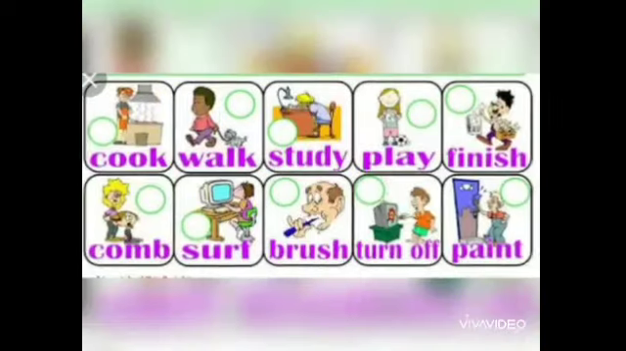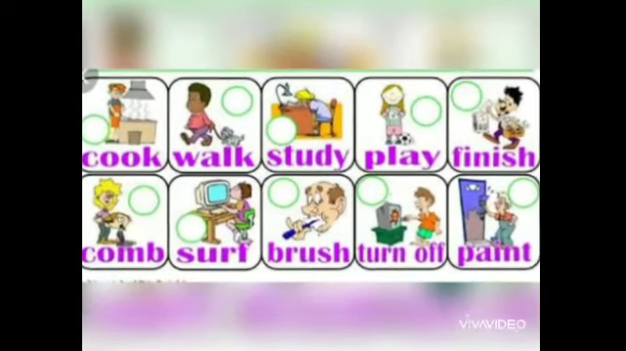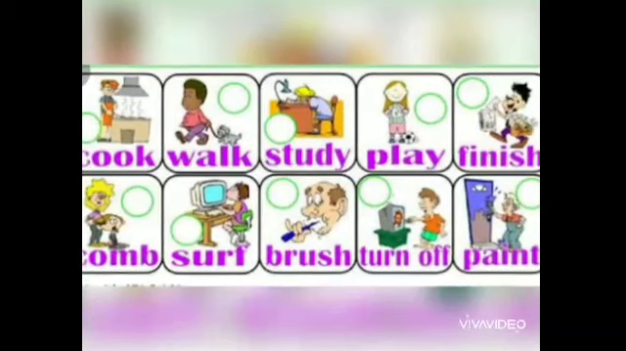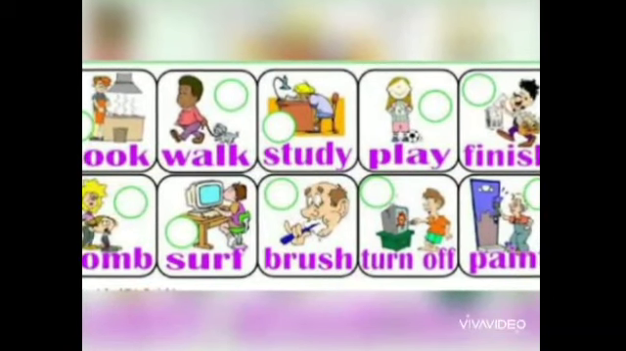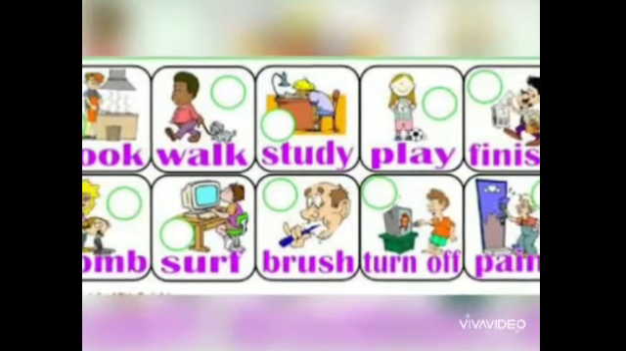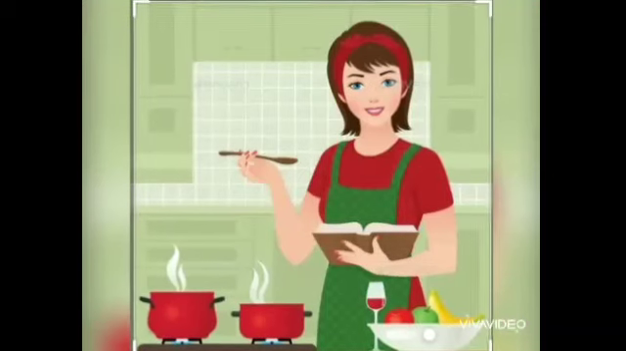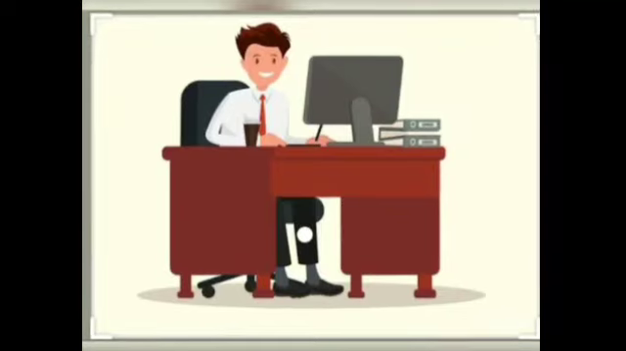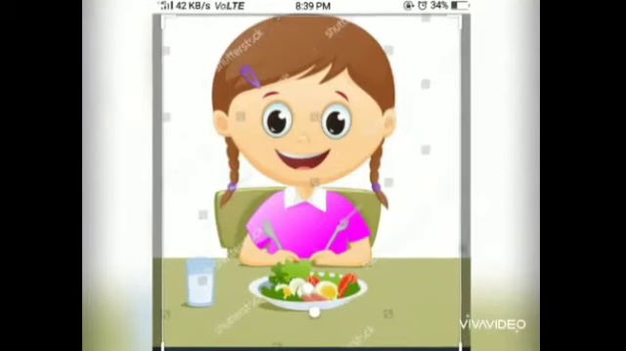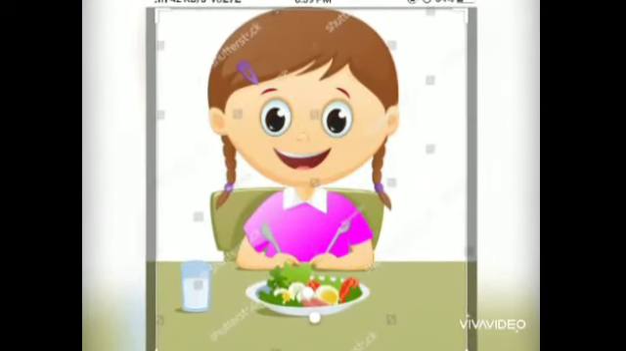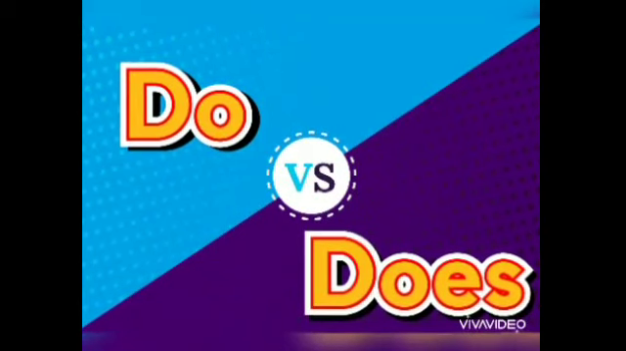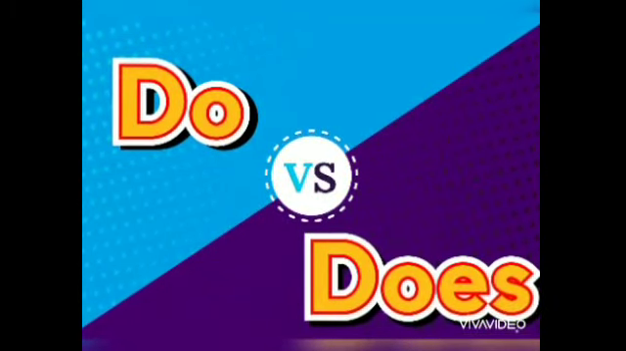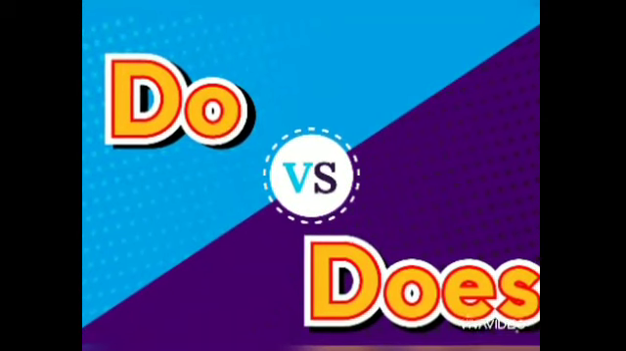I want to repeat it. What is present tense? The habits and work which we do daily is called present tense. For example, mother cooks food, father works at the office, and Sita eats food. Students, now the next question is how to use do and does, and where we use do and does.